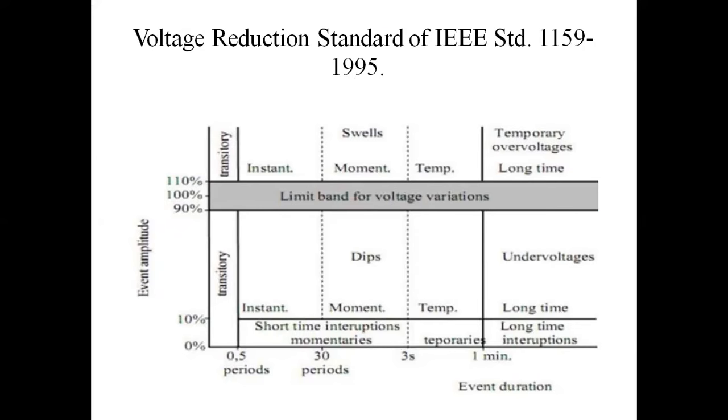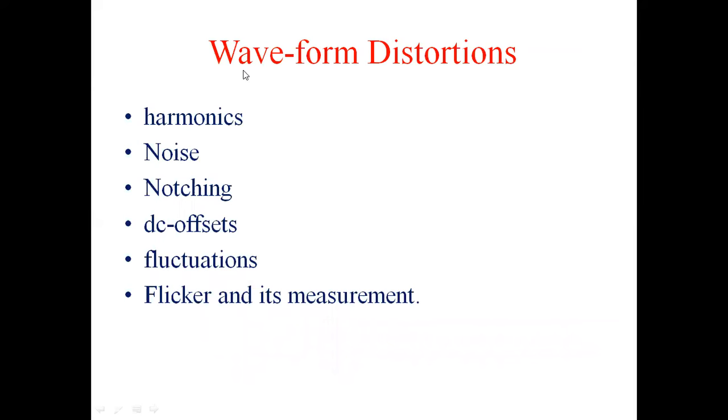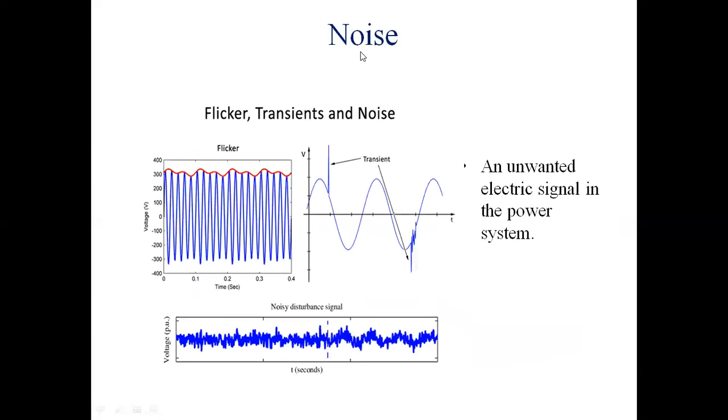Next, we will explain waveform distortion. Waveform distortion mainly has these 6 subheadings: harmonics, noise, notching, DC offsets, fluctuations, and flicker and its measurement. First, I will explain noise. Okay, this is flicker, this is transient, this is noise.